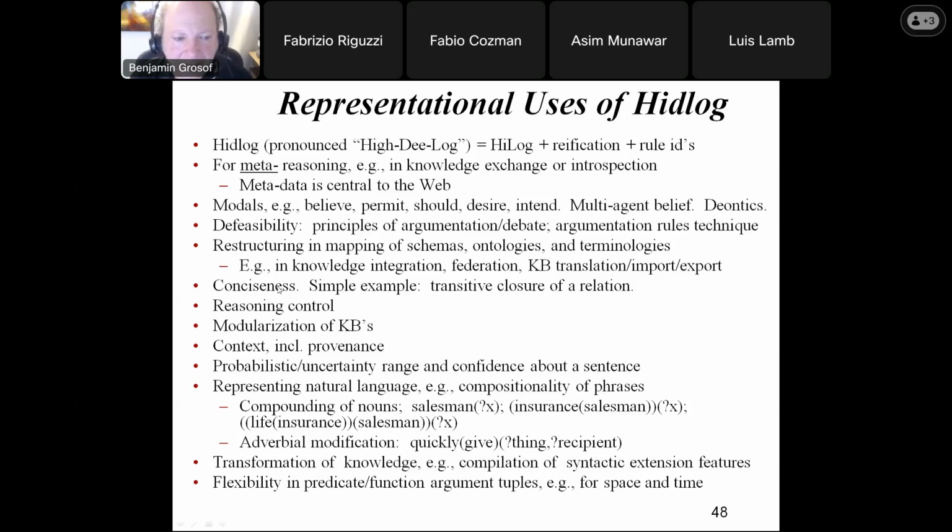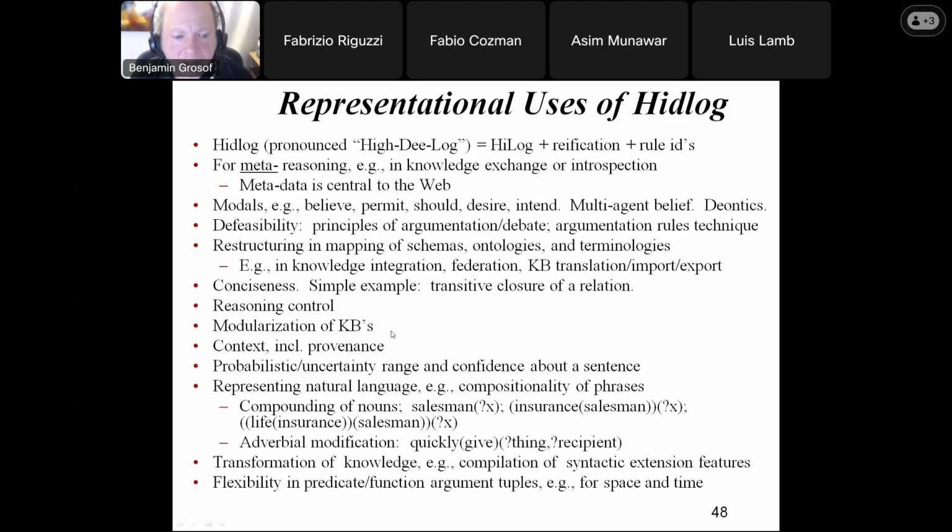I'm pretty close. Another use, as we saw in the example about transitive closure, is for conciseness, but conciseness more generally HiLog is very helpful for. And this is one of the big lessons of Cyc, the large-scale AI knowledge base that was built starting in the 80s by Cycorp, led by Doug Lenat.